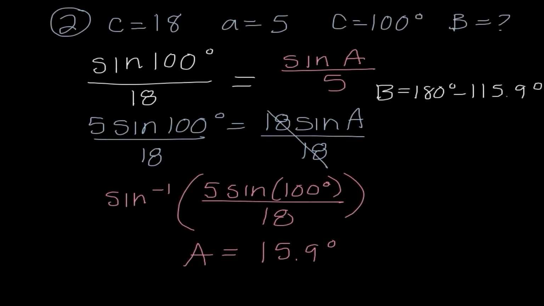So, to find angle B, I'm going to do 180 minus 115.9. And where 115.9 is coming from is that is angle A plus angle C. And I end up getting that angle B is 64.1 degrees.